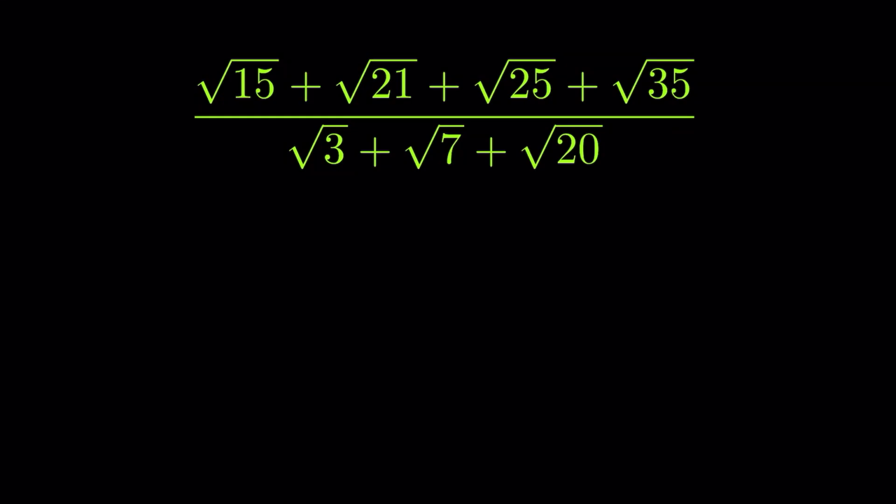Square root of 15 plus square root of 21 plus square root of 25 plus square root of 35 upon square root of 3 plus square root of 7 plus square root of 20. We have to simplify this.